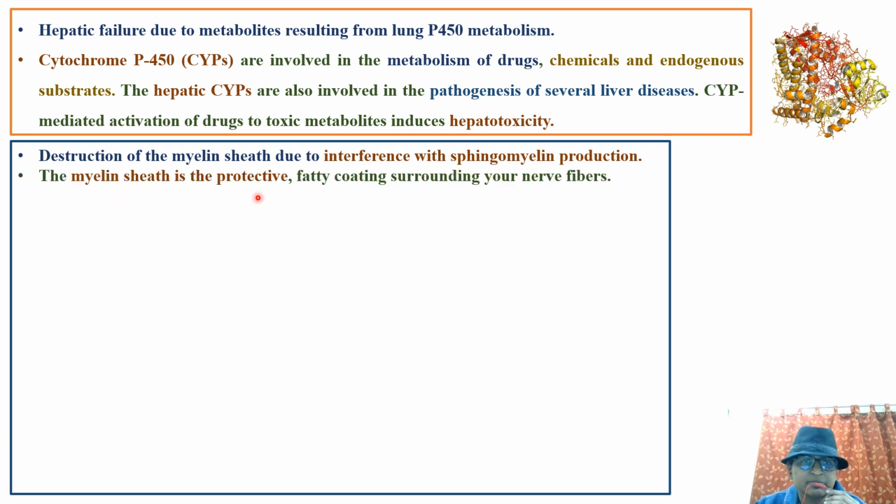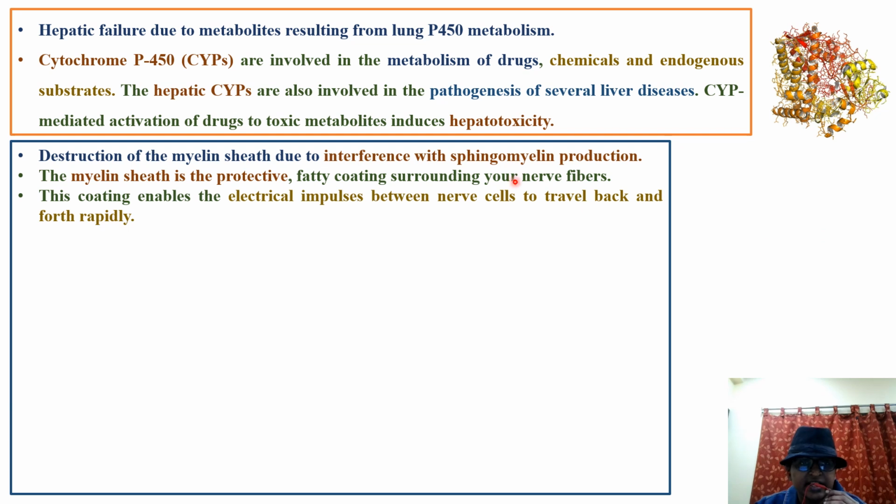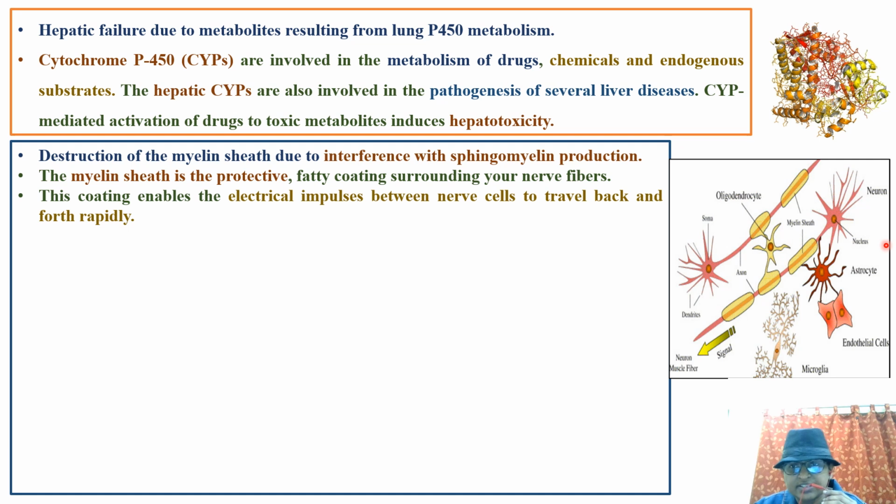The myelin sheath is the protective fatty coating around your nerve fibers. Okay, hope you know that. This coating enables the electric impulses between nerve cells to travel back and forth rapidly, right? This is the typical nerve cell. You can see these are the oligodendrocytes, and this is the myelin sheath. Okay, signals will go fast because of the jumping of signals taking place.